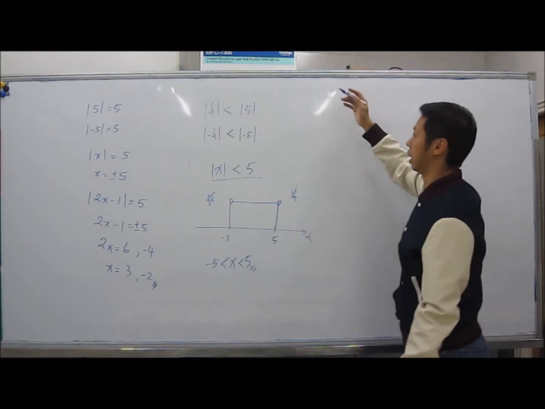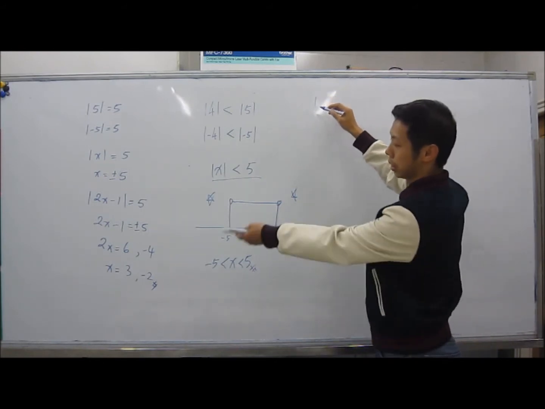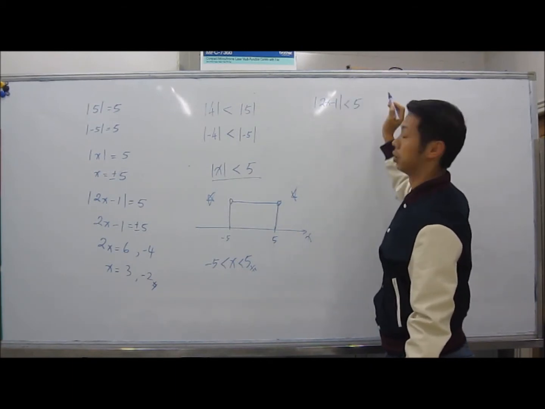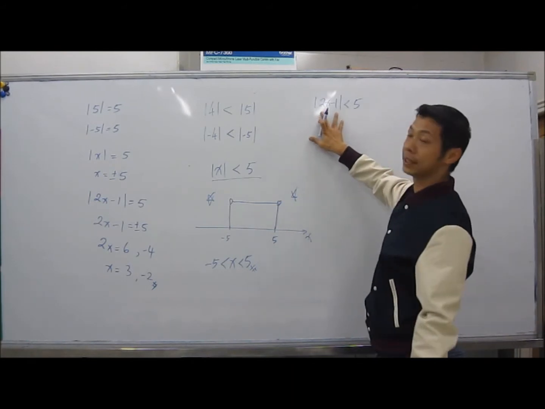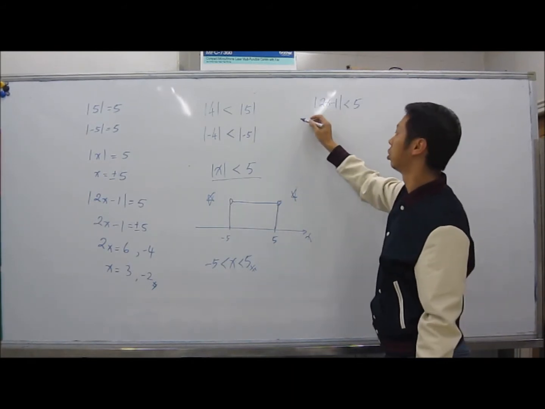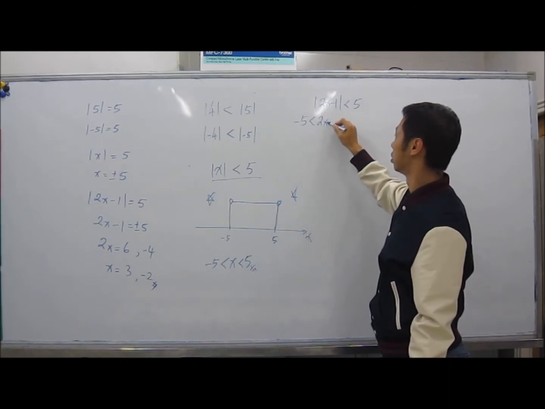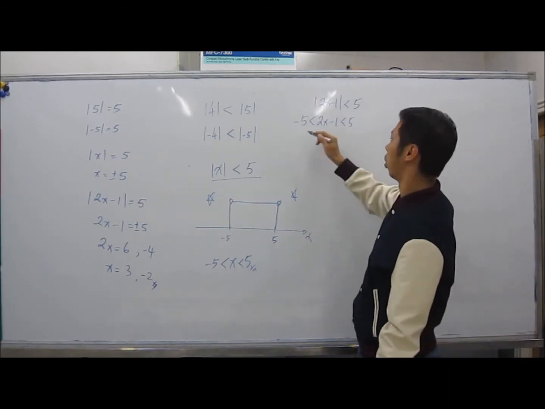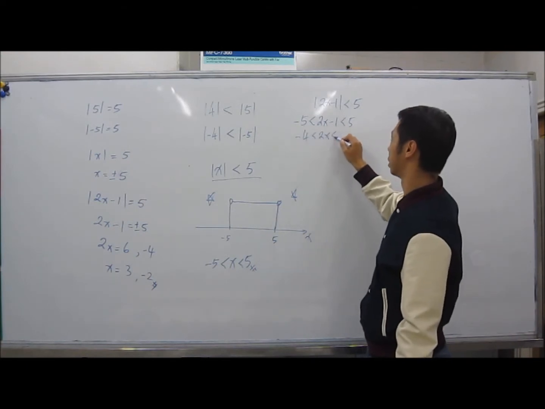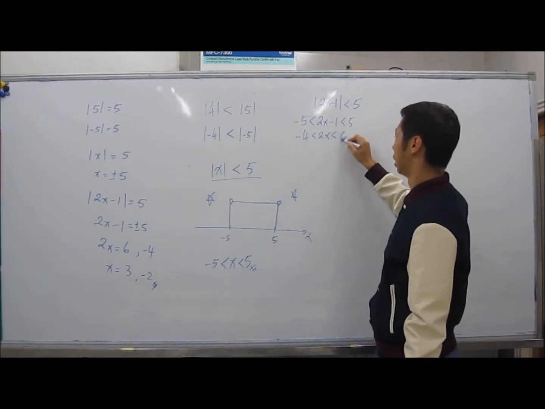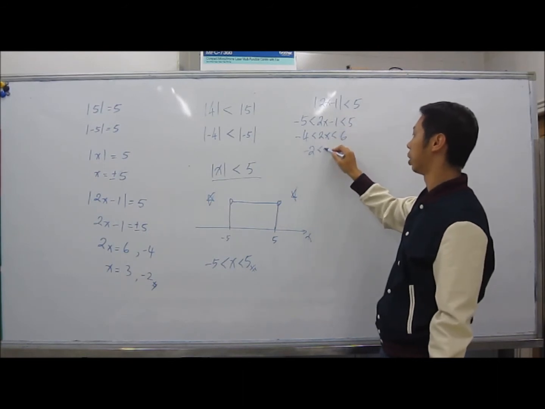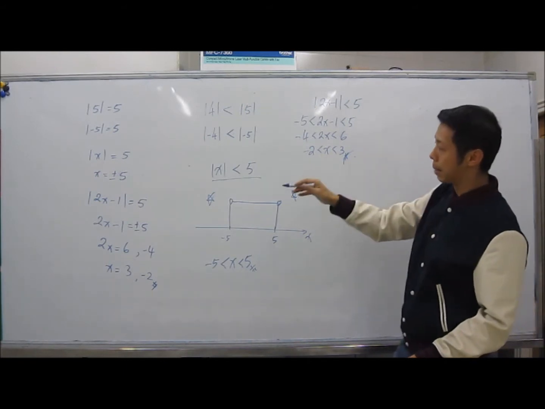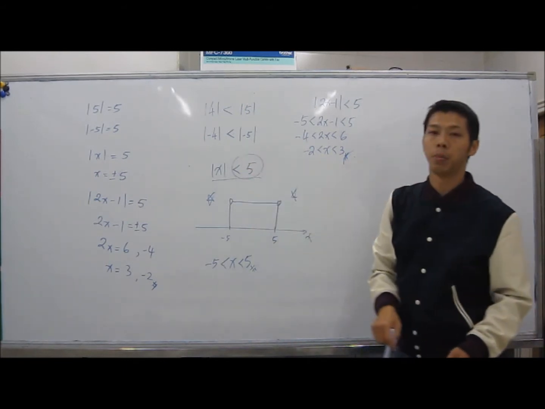Let me give one more example, that is, if we have absolute value of 2x minus 1 less than 5. The step will be, I know that this term is between negative 5 and 5. Like this. So the calculation will be negative 4 is less than 2x is less than 6. And after dividing by 2, negative 2 is less than x less than 3. That's the answer.